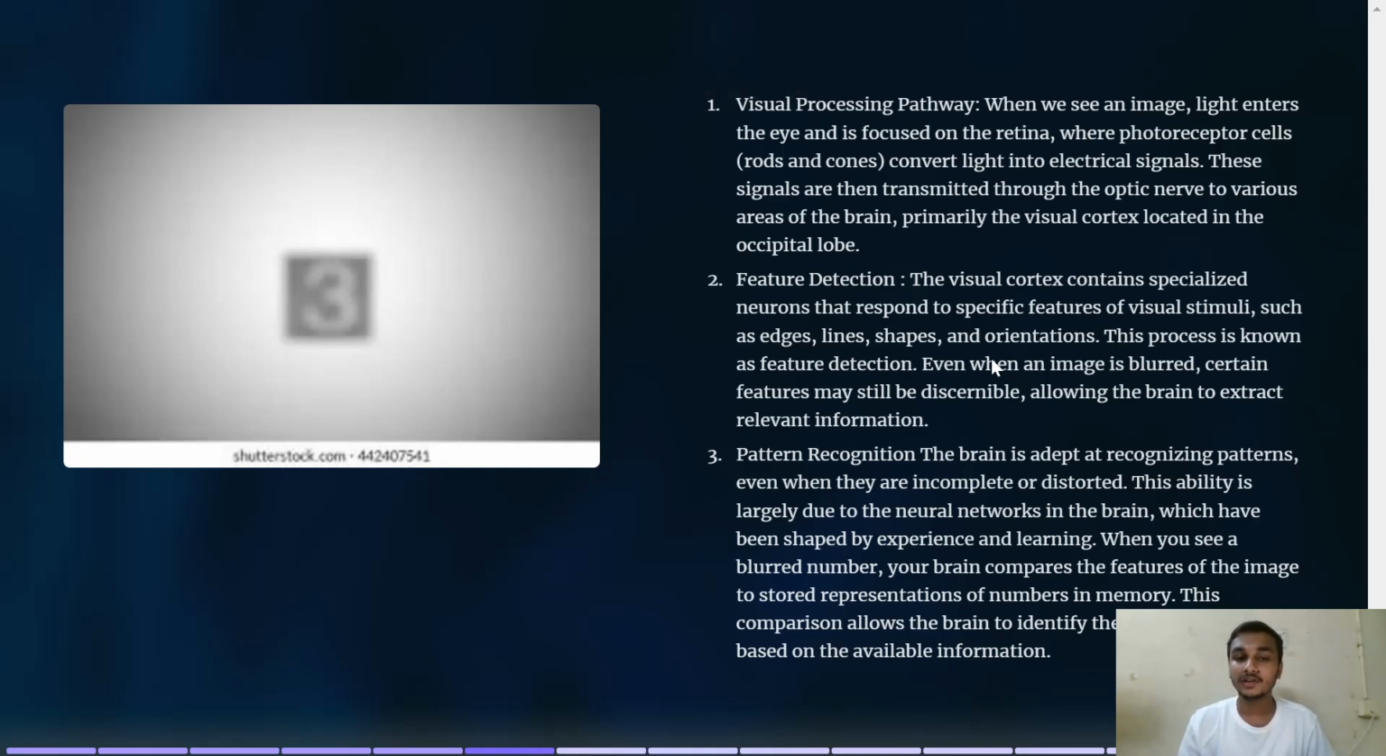In this video, we are going to learn about neural networks. Okay, so you can see a blurred image right in front of you, and you might have recognized by now that it is the number three, which is blurred. But how is this happening? How are you recognizing this image?